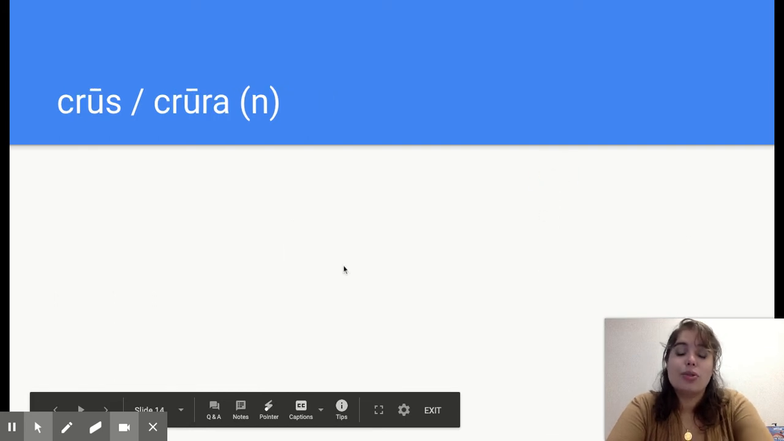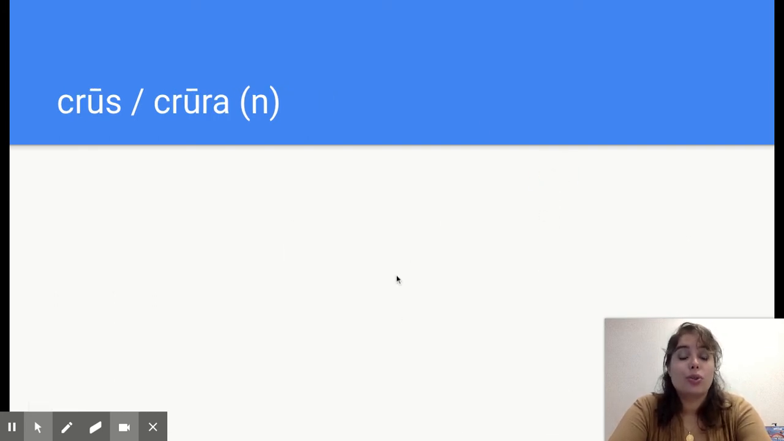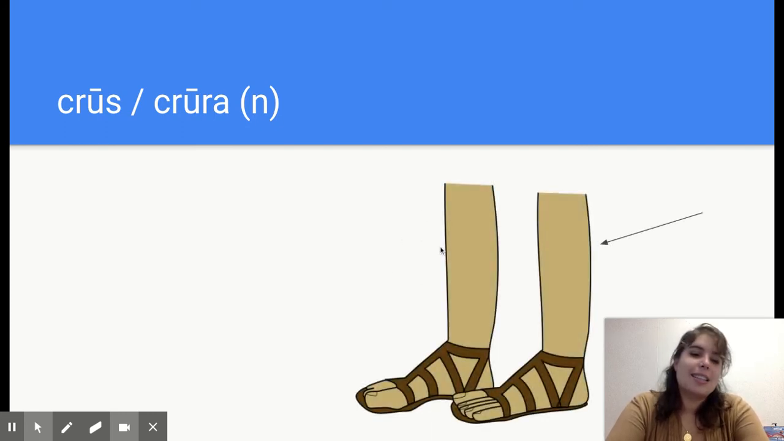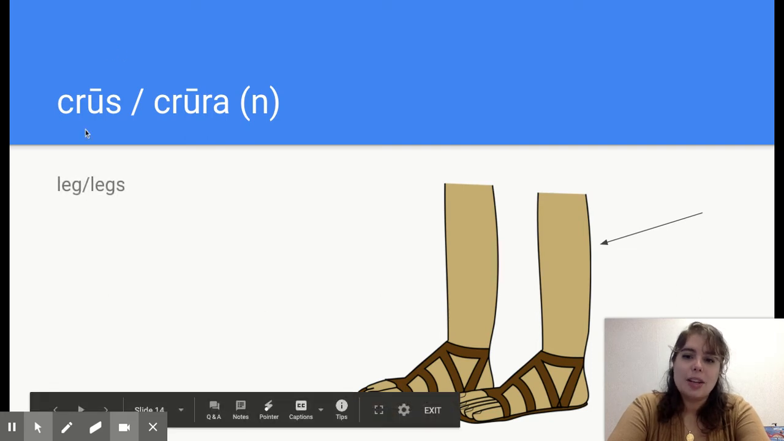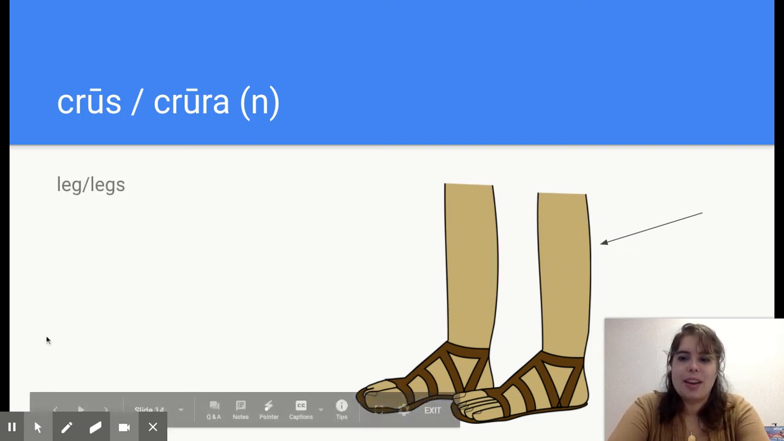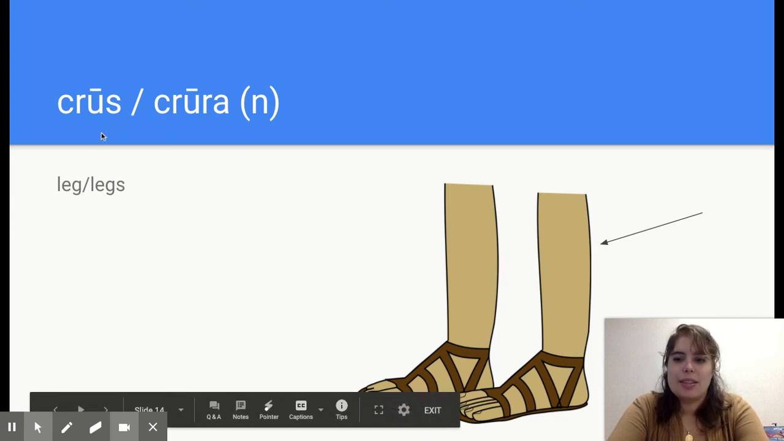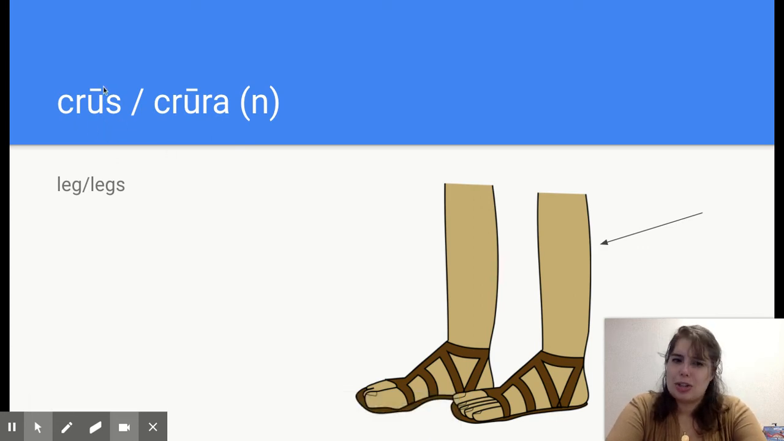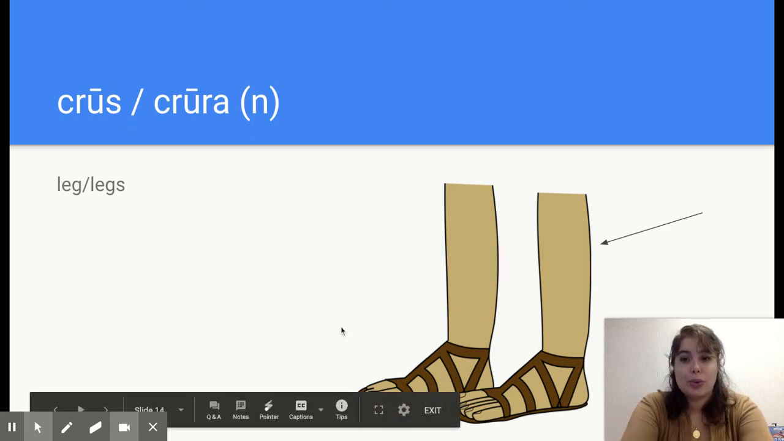Next, we have crus or crura. So crus and crura. This is neuter. This is our word for leg or legs. Leg or legs. And again, we have that US that looks like it should be masculine. We're used to US as masculine. In this case, though, it is a neuter noun.